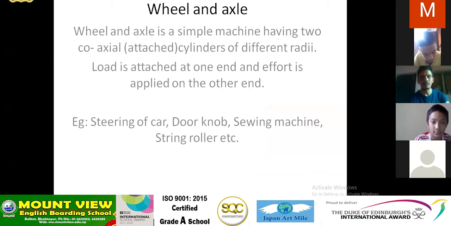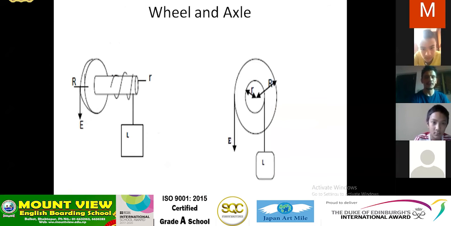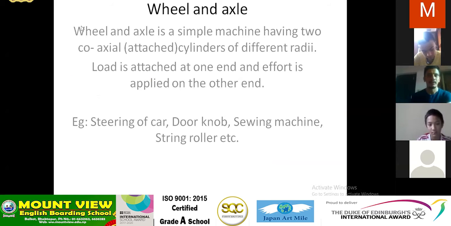What is this sentence trying to say? What does different radii stand for? It means they are of unequal size. Since the wheel is the big one, it has a big radius, and since the axle is the smaller one, it has a small radius. That's why a wheel and axle is a simple machine having two coaxial cylinders of different radii.